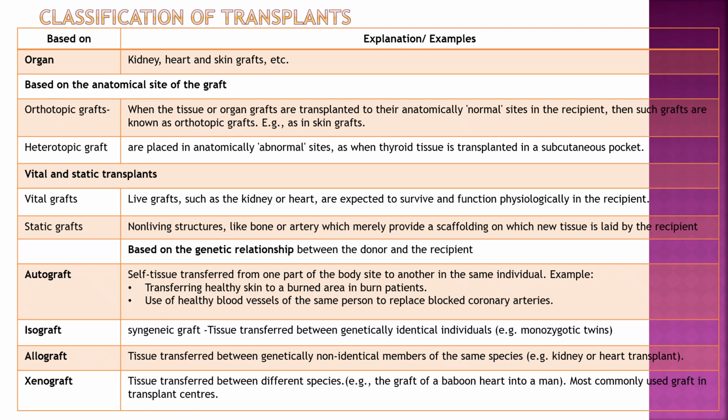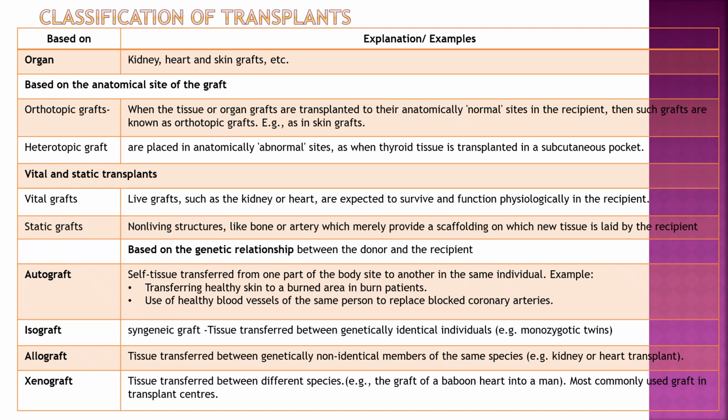Autograft is self tissue transferred from one part of the body to another site in the same individual, for example transferring healthy skin to a burnt area in a burn patient, or use of a healthy blood vessel of the same person to replace a blocked coronary artery. Isograft, or syngeneic graft, is tissue transferred between genetically identical individuals, such as monozygotic twins.